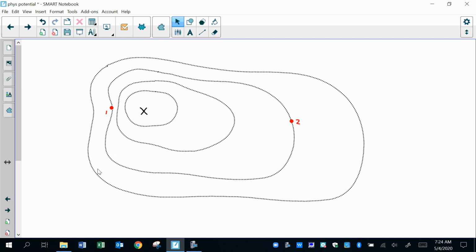So I've got these different lines. What happens if I hiked from red dot number 1? What if I hiked exactly along this dotted line? Now these dotted lines aren't actually traced on the ground.